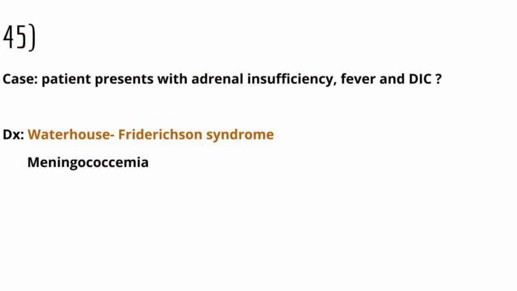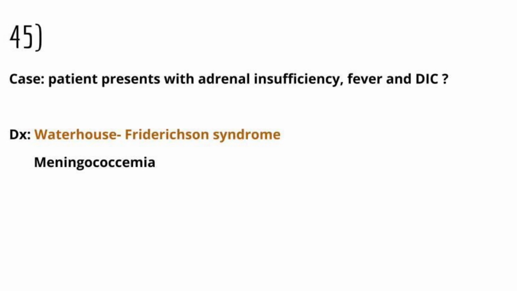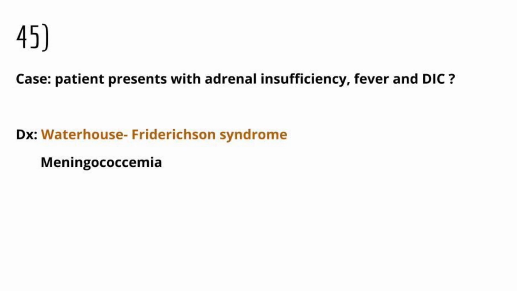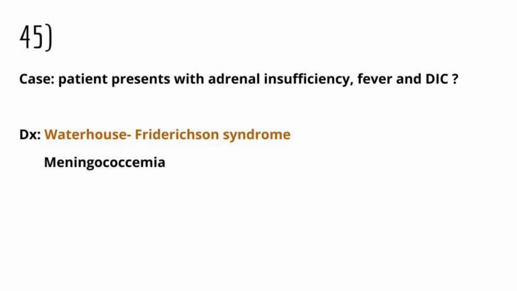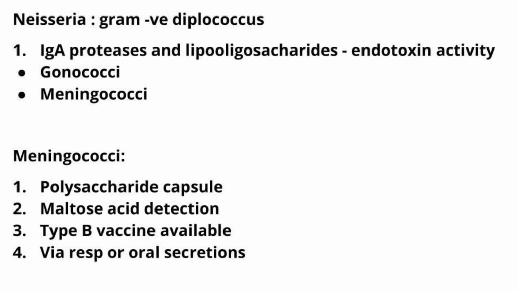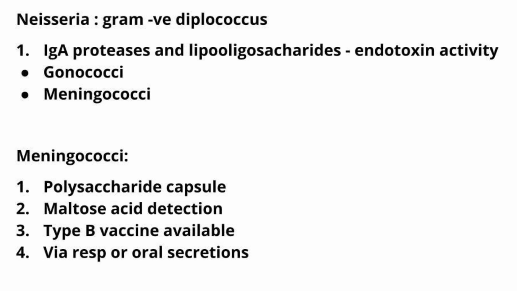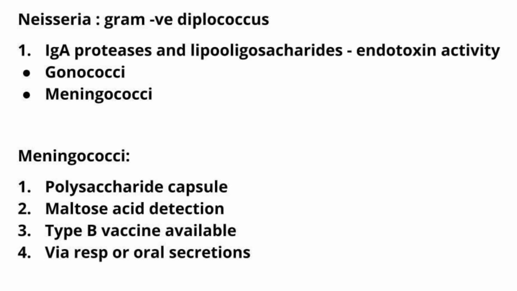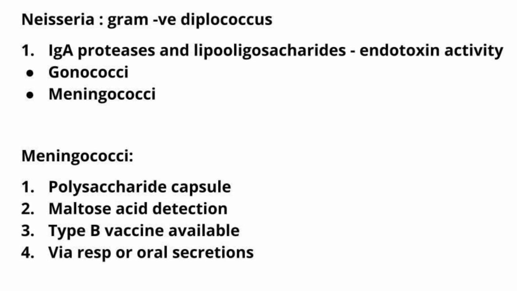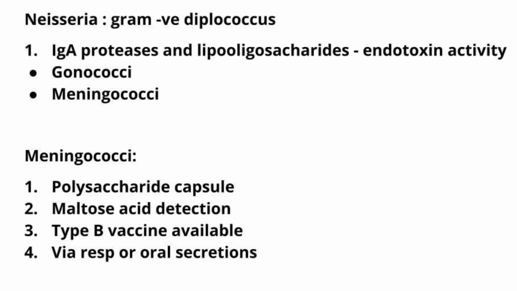45. The patient presents with adrenal insufficiency, fever and disseminated intravascular coagulation. The diagnosis here would be Waterhouse-Friderichsen syndrome. It is caused as a complication of meningococcemia. 2 important Neisseria are Neisseria meningitidis and Neisseria gonorrhoeae. The Waterhouse-Friderichsen syndrome is caused due to meningococci. These are gram-negative diplococcal bacteria. They produce IgA proteases and lipo-oligosaccharides which have endotoxin activity.